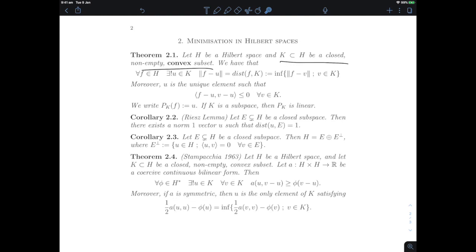And interestingly enough, there is a characterization of the solution of that problem that's of the flavor of the type of statements we see in the Lax-Milgram theorem, for instance. That's a characterization in terms of the inner product that tells us that u is the unique element such that the inner product of f minus u with v minus u is non-positive for every v in K. So let us start by proving the theorem.